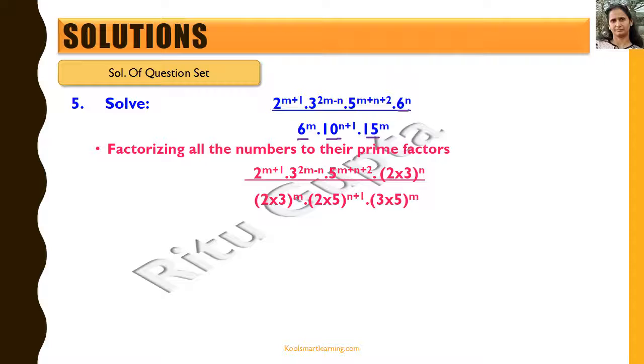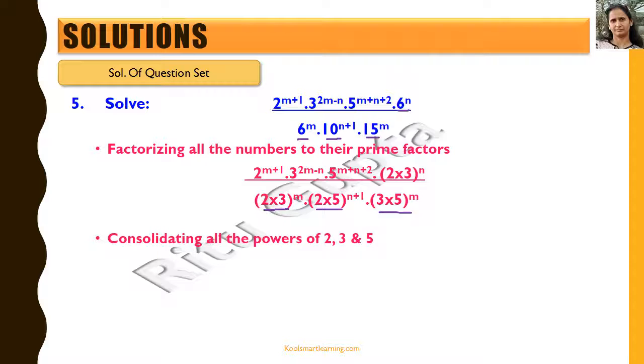Similarly, in the denominator, we factorize 6 to (2 multiplied by 3) whole raised to power m. We factorize 10 and it becomes (2 multiplied by 5) whole raised to power n plus 1. And we factorize 15, which becomes (3 into 5) whole raised to power m.